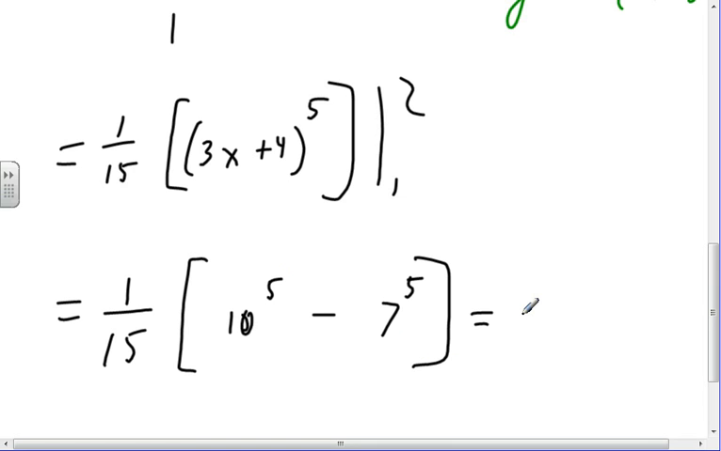1e5 minus 7 raised to the 5th equals, divided by 15 equals, and I got 5546.2. Is that what we got?